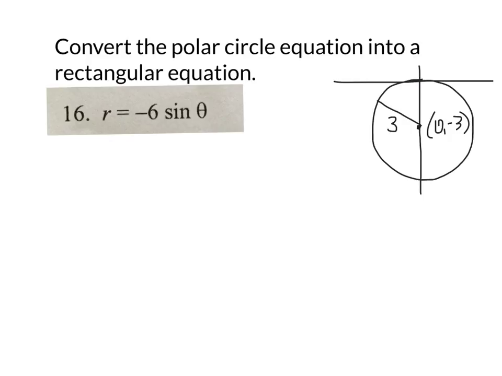So those are some things we know. Because it's -6, it opens down and sits along the y-axis. Okay, and has a diameter of 6. So I want to take this polar thing and write it as a rectangular thing with the center at 0, -3 and a radius of 3. So let's go through all of the steps that we need to do in order to make that happen.